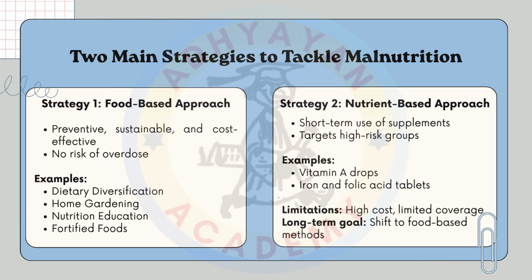To tackle nutritional problems, two key strategies are used. The first is the food-based approach, which is long-term, natural, and safe. It includes promoting a diverse diet, growing food at home, and educating people about nutrition. The second is the nutrient-based or medicinal approach, which provides specific vitamin or mineral supplements to those at risk, such as pregnant women or children. Although effective in the short term, supplements can be expensive and harder to distribute widely. The ultimate goal is to transition to sustainable food-based methods for lasting impact.